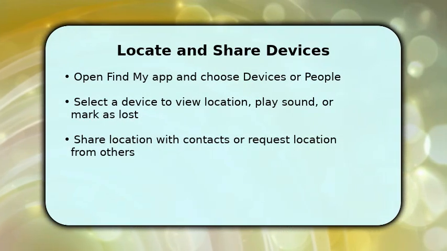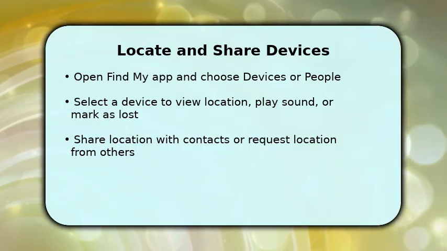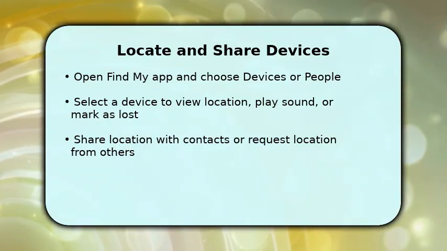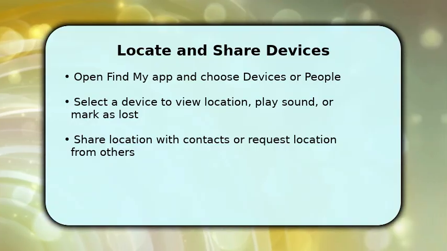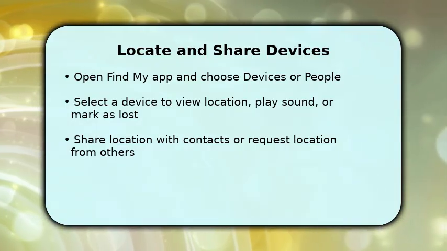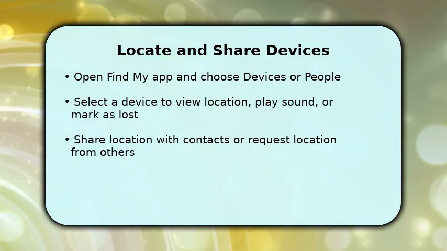Once in the Find My app, choose devices to view your iPhone or other items, or choose people to share with contacts. Tap a device to see its last known location, play a sound, get directions, or enable lost mode.